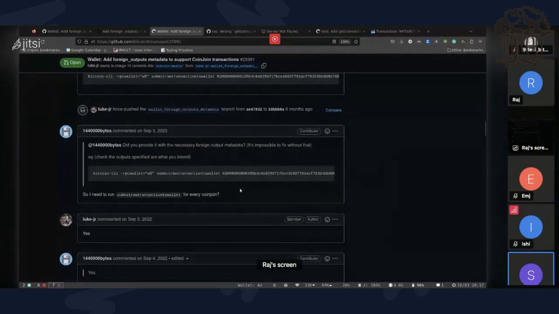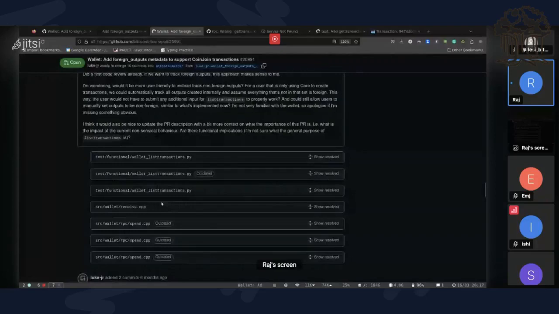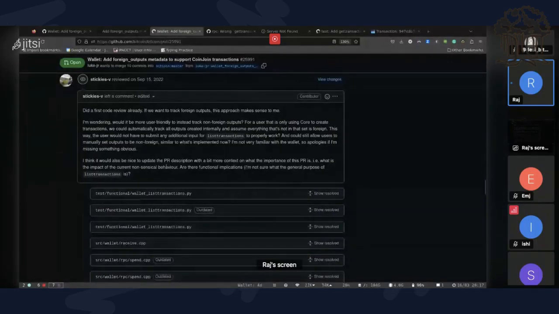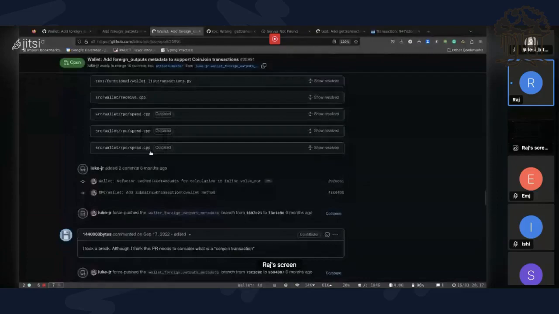So here's the thing that I found interesting in this PR: Sticky V made a comment, and the gist of this comment is the wallet always knows what is mine, right? There is an is mine function inside the wallet, and the wallet always knows what is mine. So why do we need to externally specify for a transaction which are foreign? Whatever is not is mine is foreign, right? Yeah, that makes sense. And his question was, why don't we just do that? And there was no answer for it.